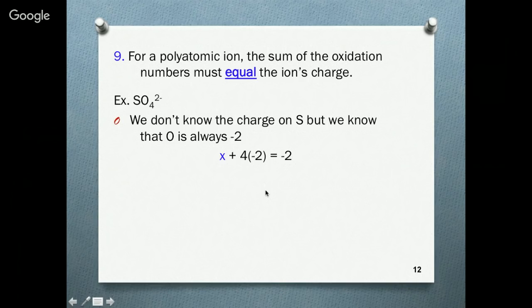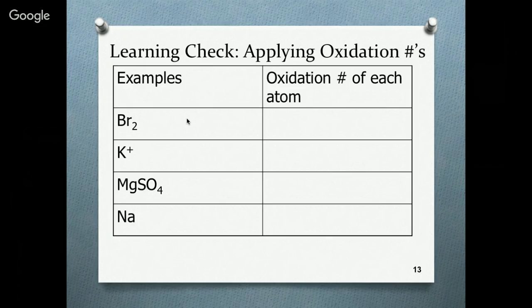Sulfur, if it was a neutral compound, would be plus 8, but since it has to add up to minus 2, the sulfur is going to be plus 6. So just keep an eye in the top right-hand corner. Notice if you have a charge. If you have a charge, you want to make sure instead of adding up to 0, it adds up to whatever that charge is.